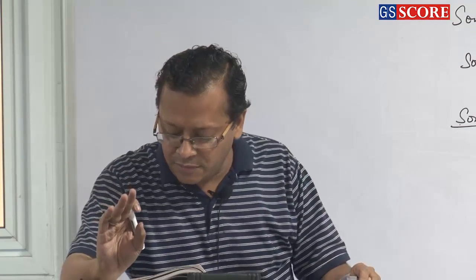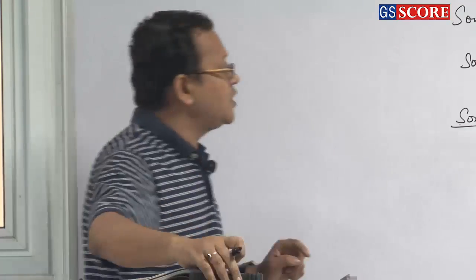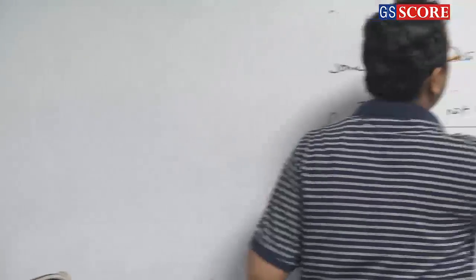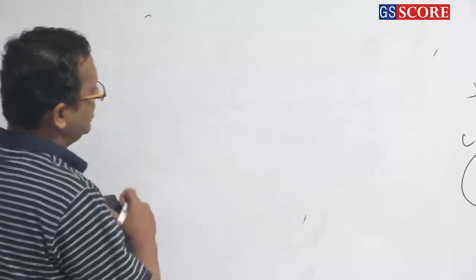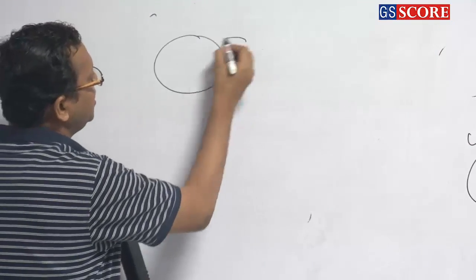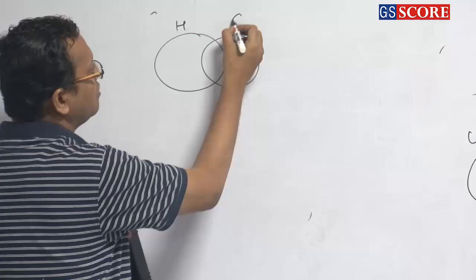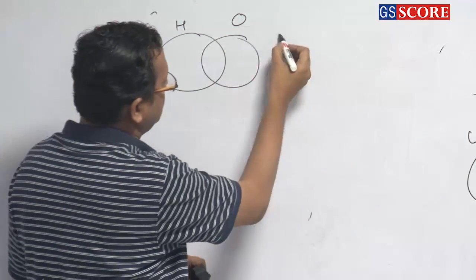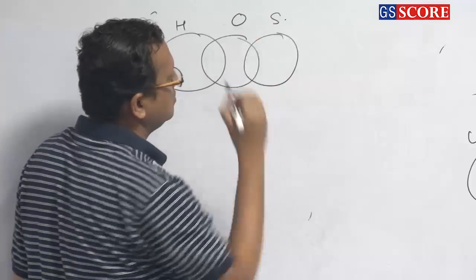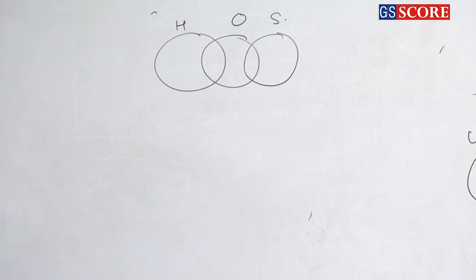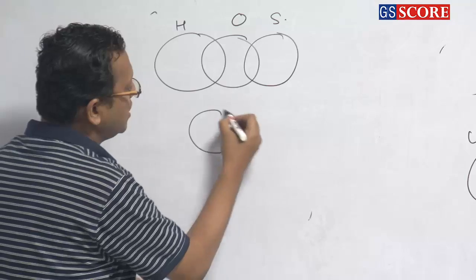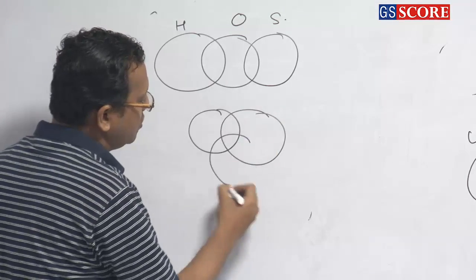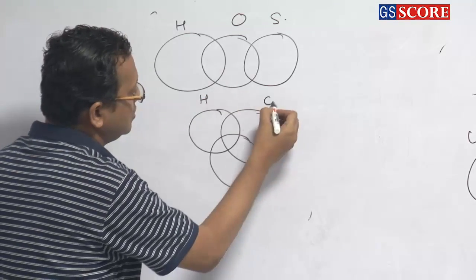Okay. Some houses are offices. So let me draw the Venn diagram. Some houses are offices. So whatever it comes, you just continue drawing. Some houses are offices. What is the next one? Some offices are schools. Can be like this? Some houses are offices. Some offices are schools.